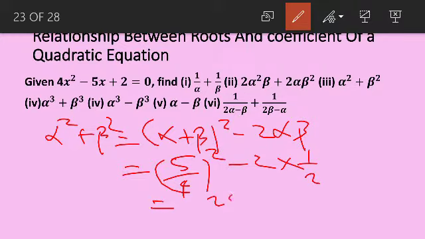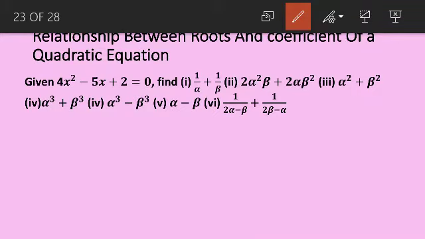So that is going to give us 25 over 16 minus 1, okay? And that is going to give us 9 over 16. So your alpha squared plus beta squared is 9 over 16. I would suggest you write that down because we can use it in some other cases.